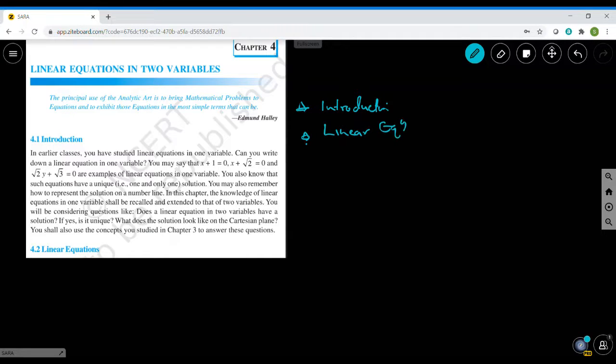Then the third topic we have to cover is graphs of linear equations. Then last, from some statement problems, we have to draw the graphs and the equation of a line parallel to the x-axis and y-axis.